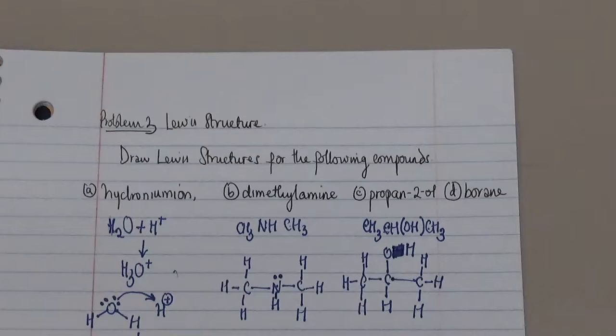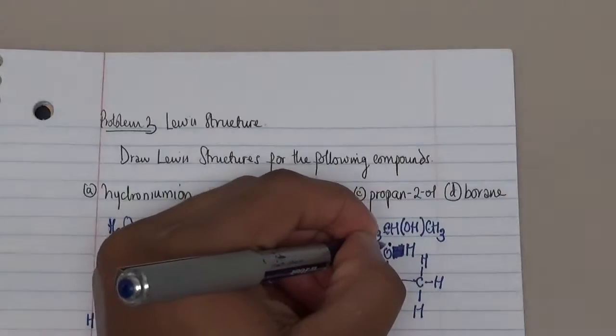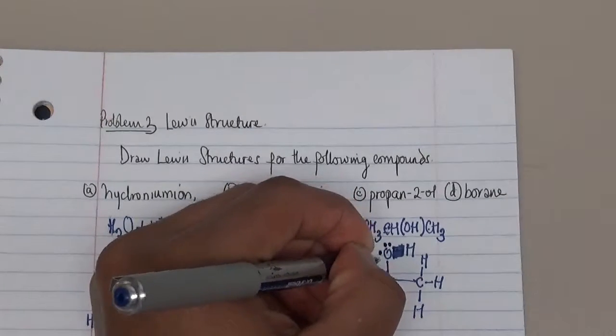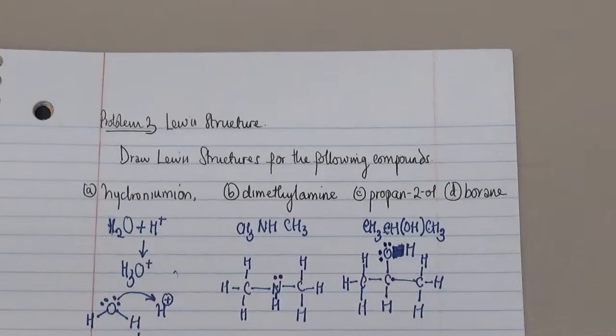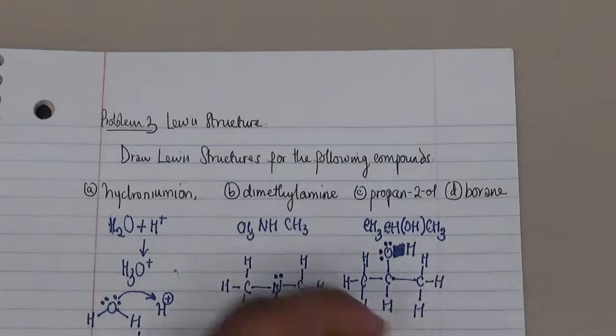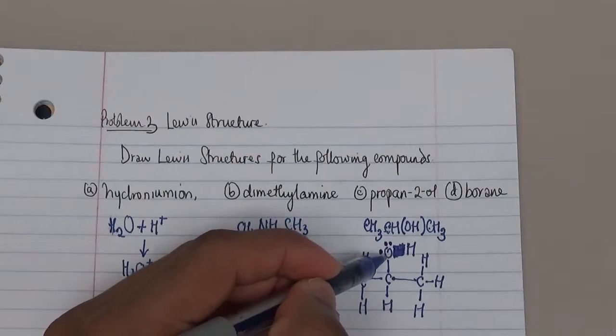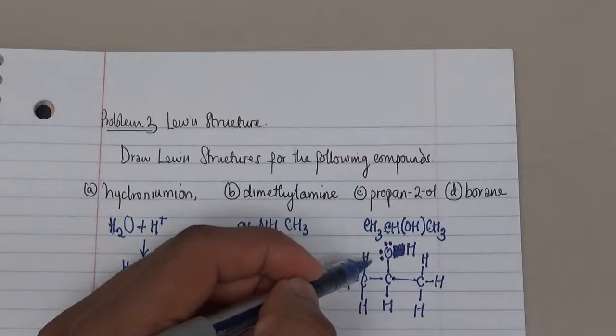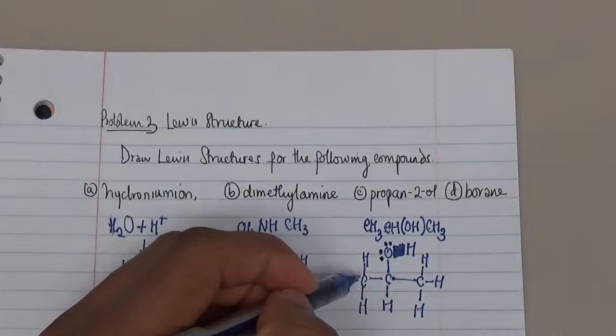So don't forget to draw your lone pairs because that is critical in Lewis structures. So you put your lone pairs over here on the oxygen, and if you do the same calculation you did over here, you should be able to put the 2 lone pairs on the oxygen, which is the most electronegative element in this whole molecule.